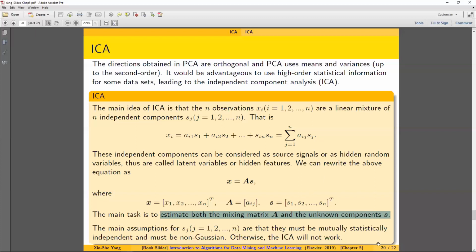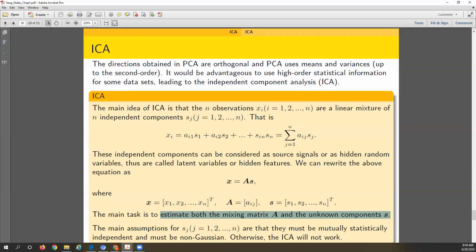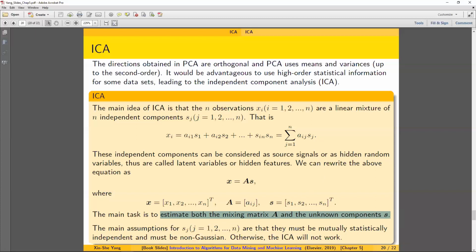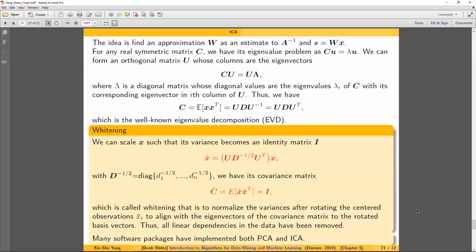That's the objective of independent component analysis. The main assumption for Sj is that they must be mutually statistically independent and must be non-Gaussian. Otherwise, the ICA will not work. So the idea is to find this A and S.